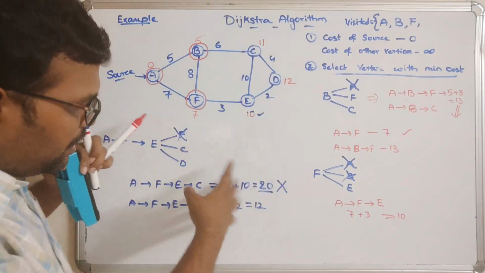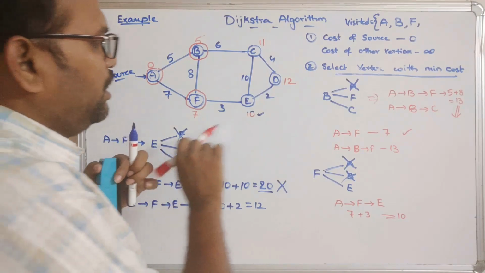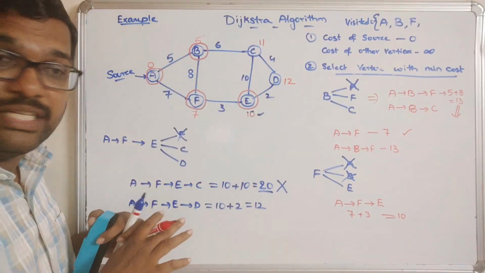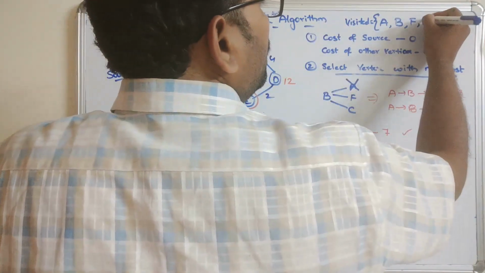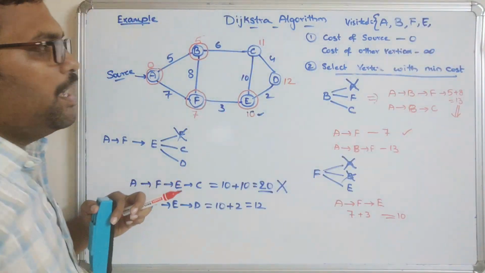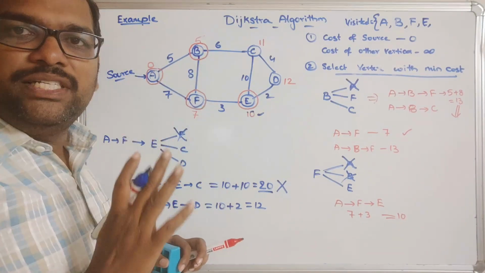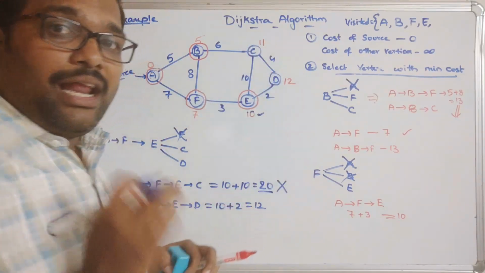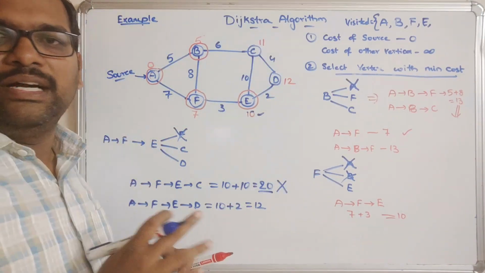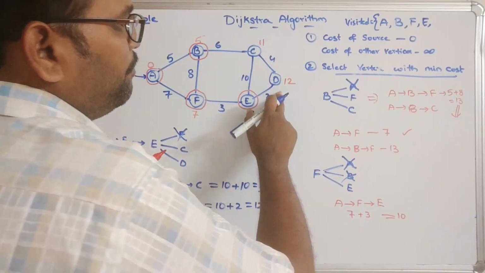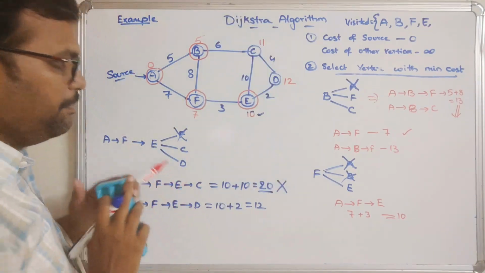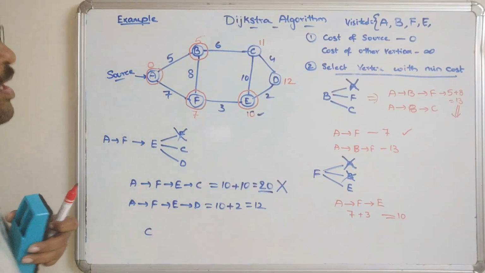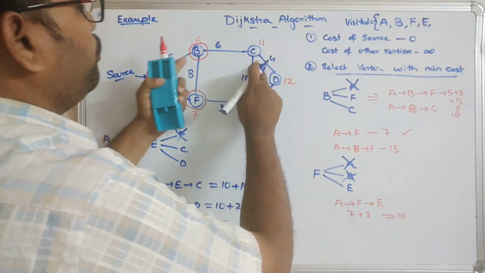And what happens? Any other edges? No. So obviously we can select E as visited. Again, we are having two more unvisited vertices, that is C and D. Select the minimum cost vertex. So among C and D, C is the minimum. So what we have to do? We need to select C. In order to get C, we are using A to B, B to C.